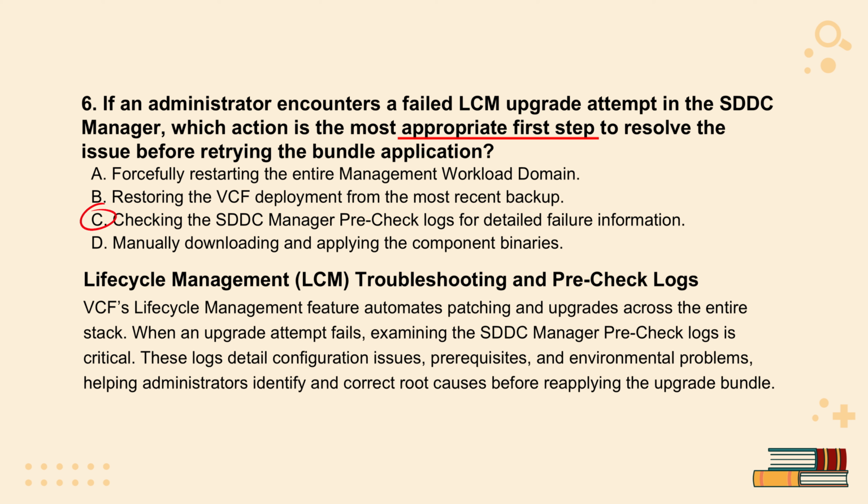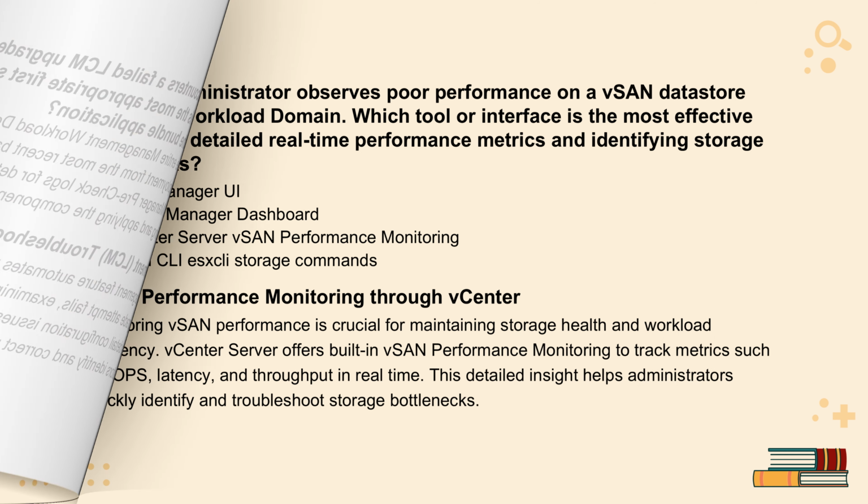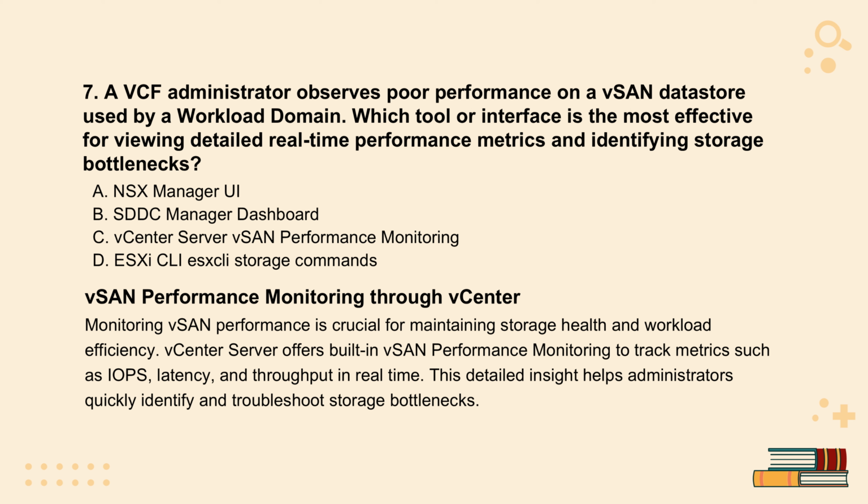It saves a ton of guesswork and avoids making things worse. Excellent operational advice. Okay, different problem, performance. Let's say you're seeing sluggishness on a vSAN data store. Seems like a storage bottleneck. Where's the best place to go within the VCF tools to get detailed real-time vSAN metrics, things like IOPS, latency, throughput, correlated across the whole cluster?